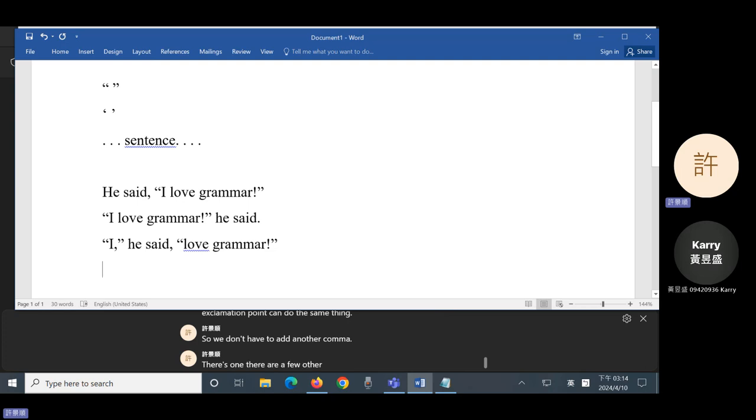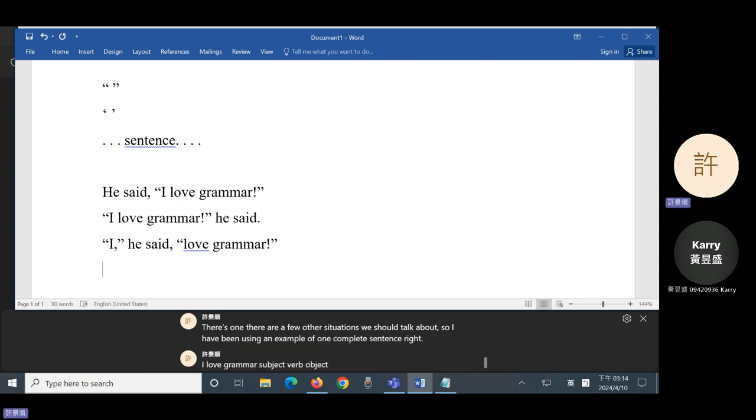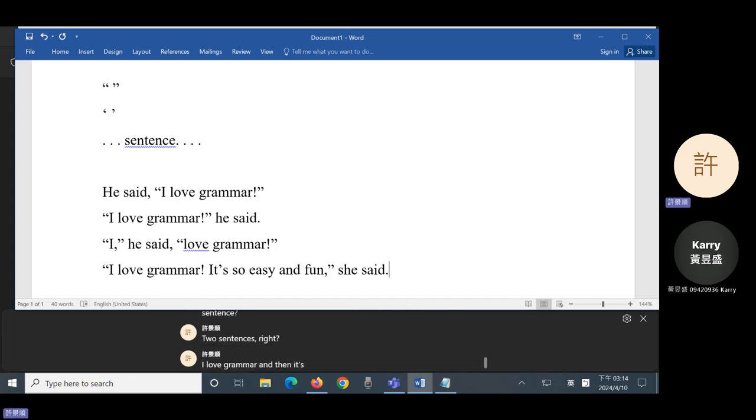There are a few other situations we should talk about. So I have been using an example of one complete sentence, right? I love grammar, subject, verb, object. But what if it's more than one sentence? Two sentences, right? "I love grammar. It's so easy and fun," she said. Now, the second sentence does not end with an exclamation point. It ends with a period. It's so easy and fun, period. But again, in order to tell the reader that this is not the end of the whole sentence, we change the period into a comma. This comma tells the reader, after the end of the quotation, the sentence continues.